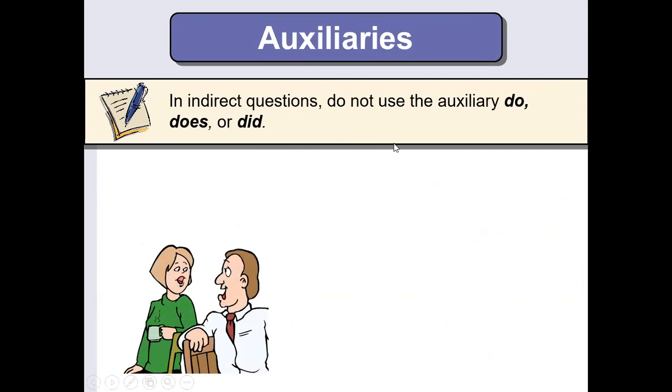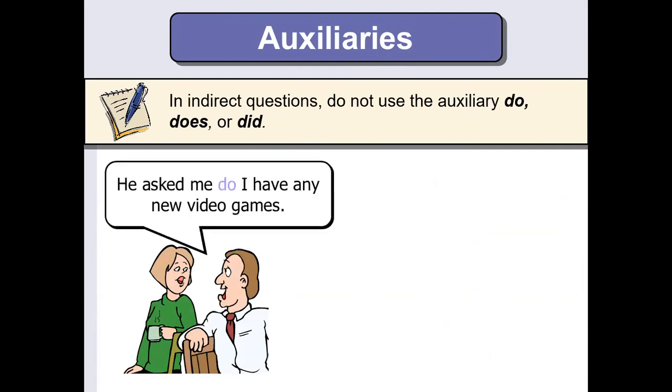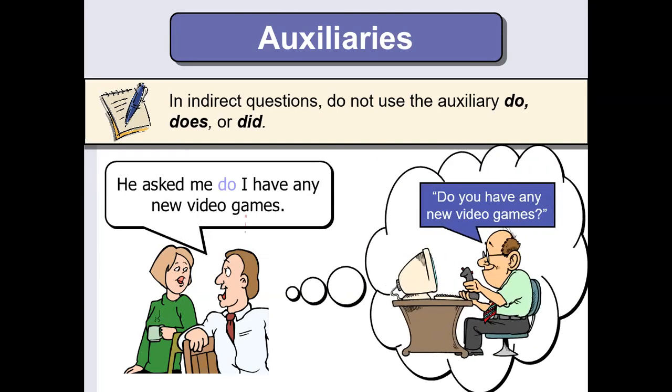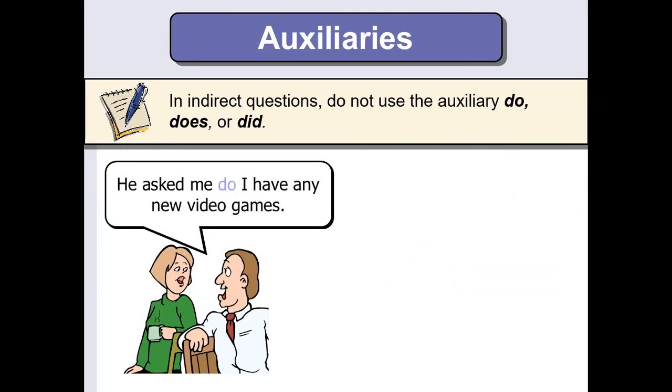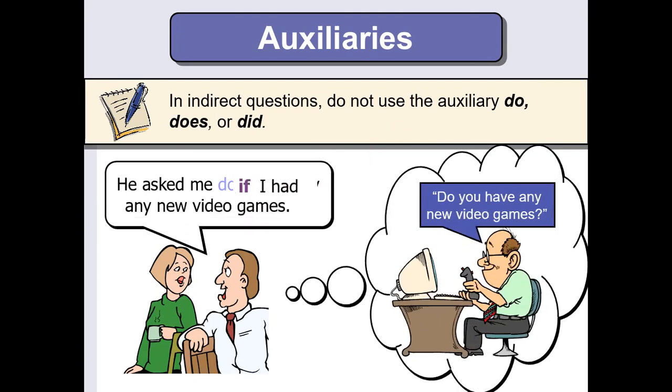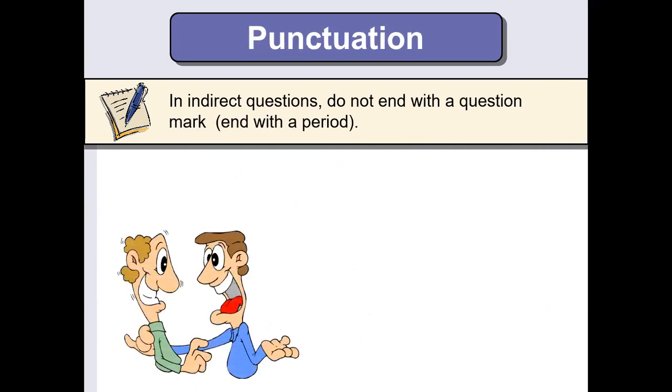And then we have auxiliaries. In indirect questions, do not use the auxiliary do, does, or did. He asked me, do I have any new video games? And, do you have any new video games, for example? And the punctuation. In indirect questions, do not end with a question mark. End with a period.